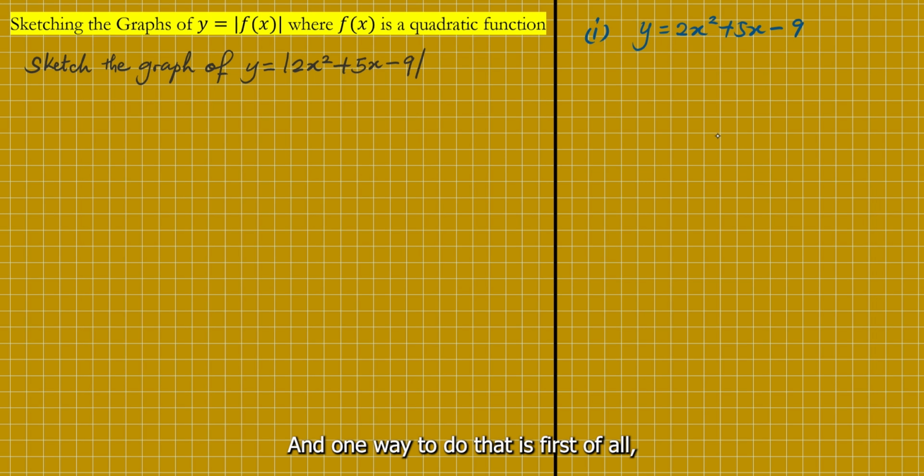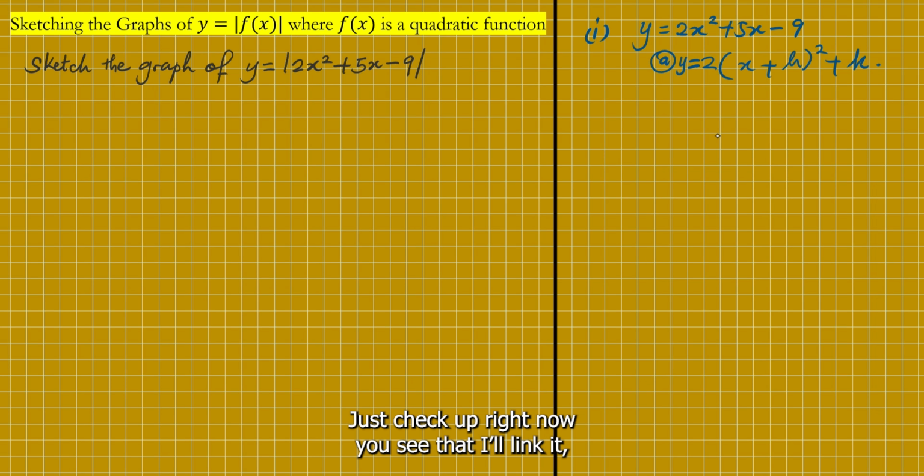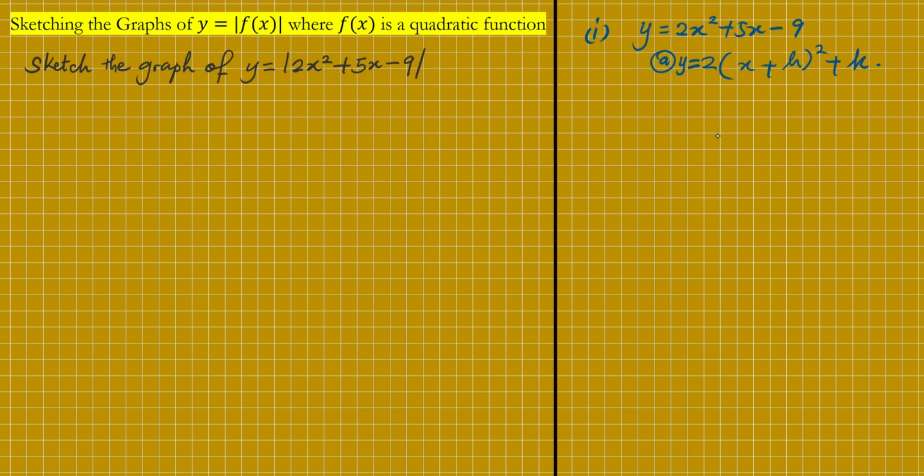One way to do that is, first of all, to write your equation in the form of 2 into x plus h, all squared, plus k. Again, I have a video for that. I'll link it so that you can go watch it. I have numerous examples that will help you to understand that properly. But that will be our first step for this video.